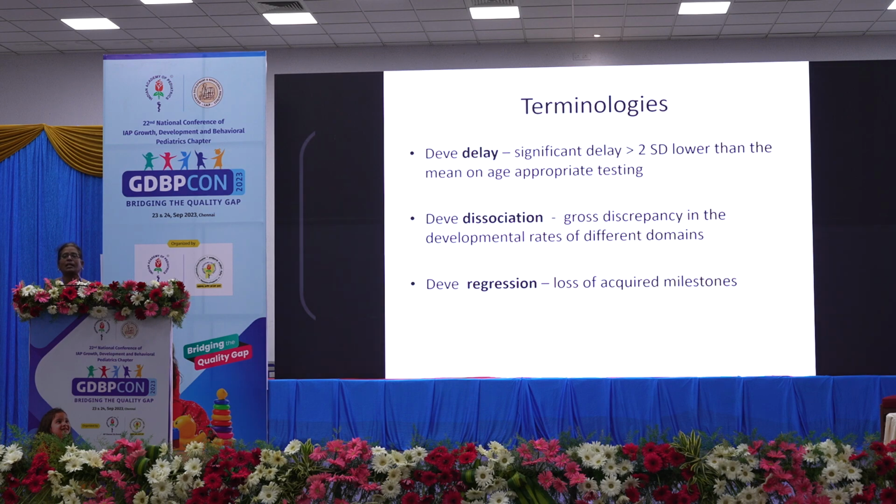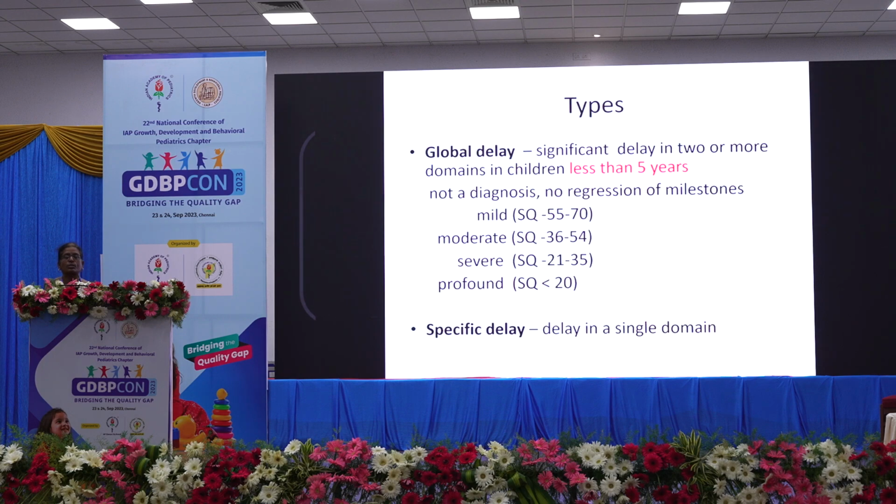Whereas if there is a delay in the social milestones and language milestones, whereas the motor milestones are normal, we have to think about pervasive developmental disorder as the first thing. Hence, we have to examine and look for whether there is a discrepancy between different domains. And when we say developmental regression, that means it is a loss of acquired milestones. And the types include a global developmental delay or a specific delay.